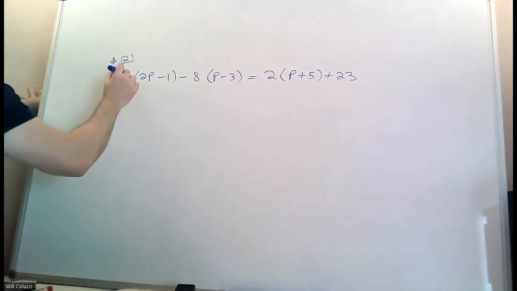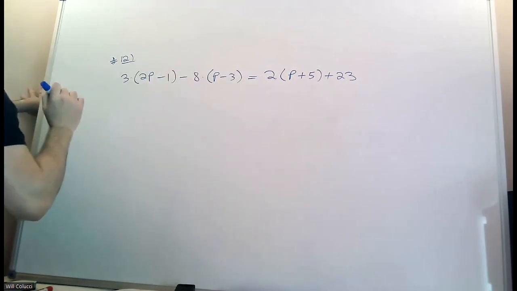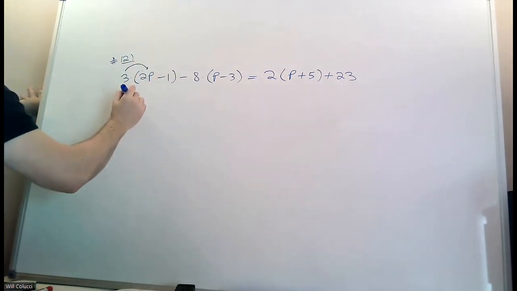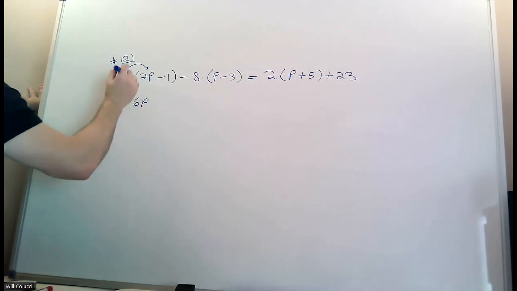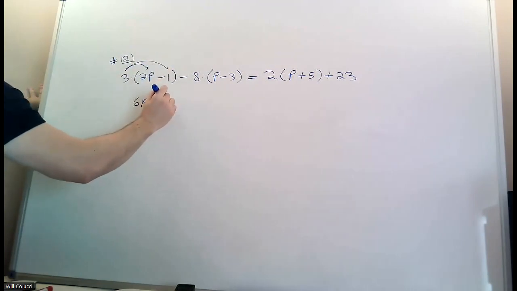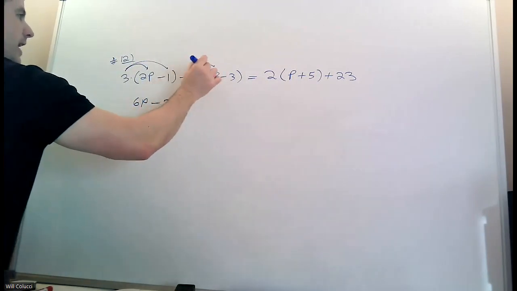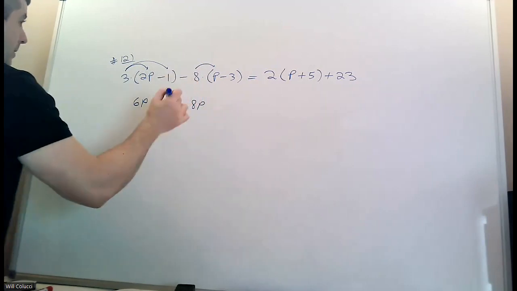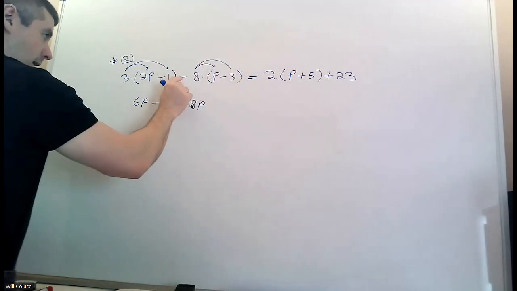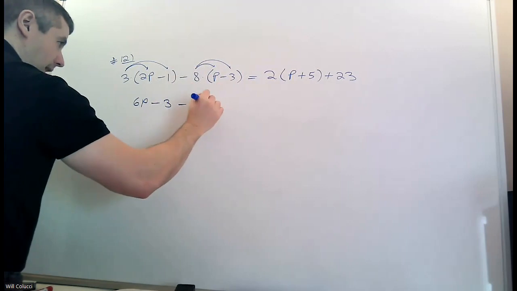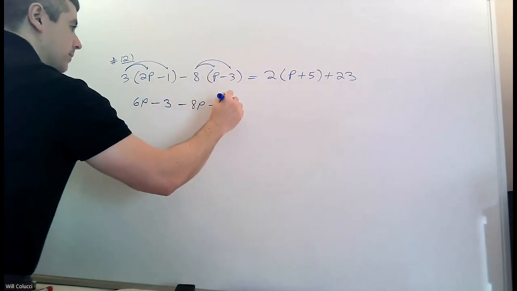Whenever you see those parentheses, you have to do the multiplication. If it helps, put the little dots there. You're doing 3 times 2p, that's 6p. Then you're doing 3 times -1, that's -3. You're going to do -8 times p, that's -8p. Now be careful, signs. -8 times -3 is plus 24.